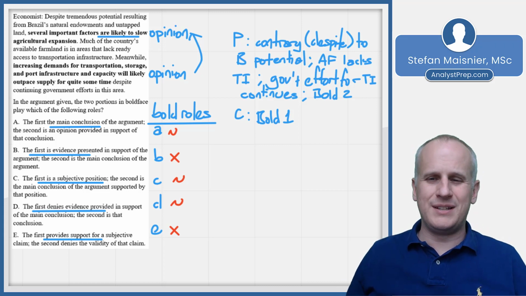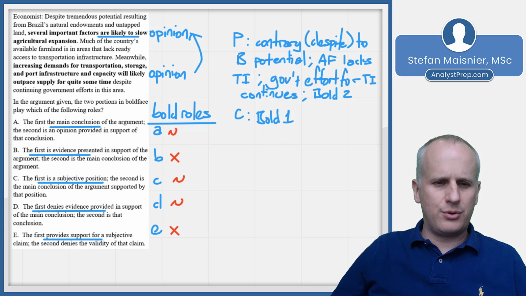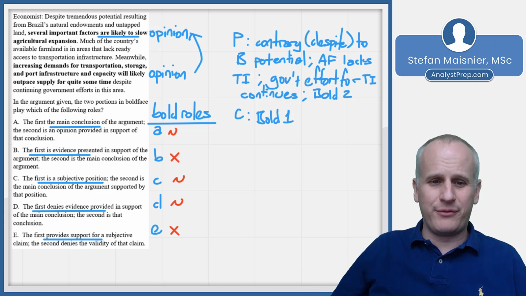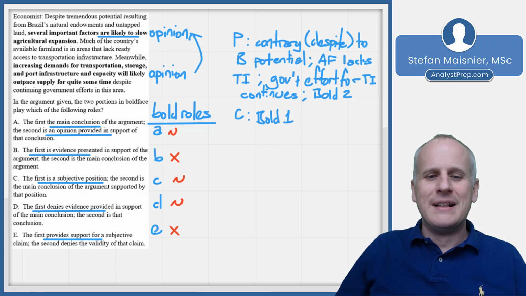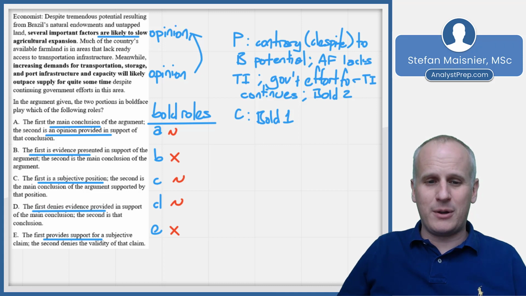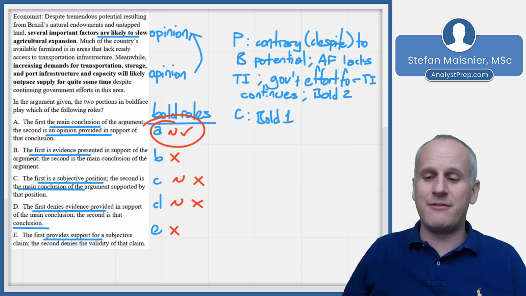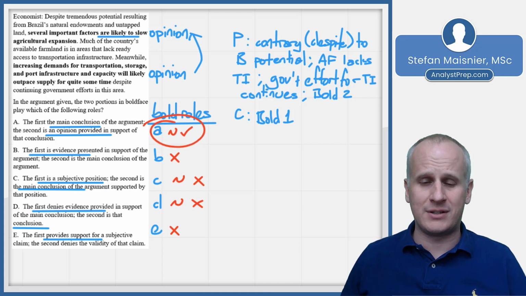Now, all we have to do is evaluate bold 2 in conjunction with the remaining answer choices, meaning A, C, and D. So, choice A, the second is an opinion provided in support of that conclusion. Wow, that looks pretty good right now, considering our statements of opinion earlier. Then we skip to choice C because we don't have to evaluate B any longer. The second is the main conclusion. We know it is not, so C is out. And then choice D, the second is that conclusion. Once again, D is out. And our correct answer is A for all of the reasons that we've already kind of articulated.